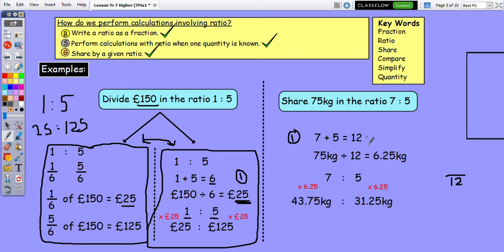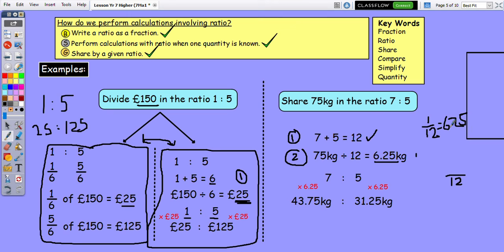What I'm then going to do is divide the amount by the denominator, essentially to find 1/12 of 75. So 75 divided by 12 is 6.25 kilograms. So 1 share is 6.25 kilograms. That's 1 share. So 1/12 is 6.25. Oh, that's a bad 5.